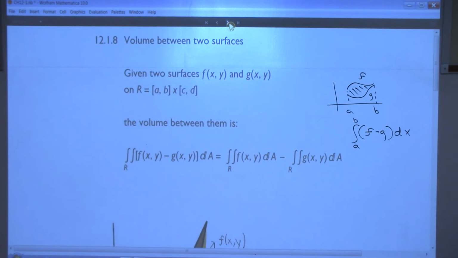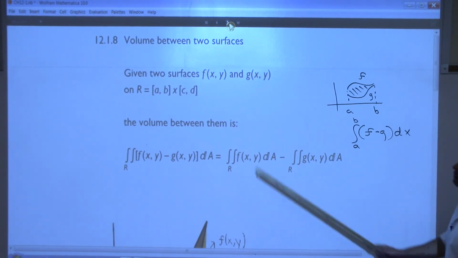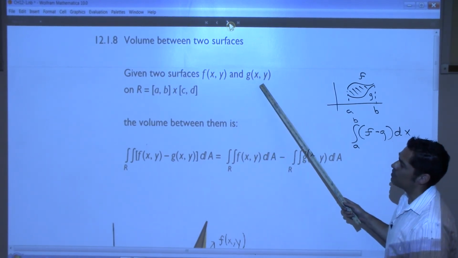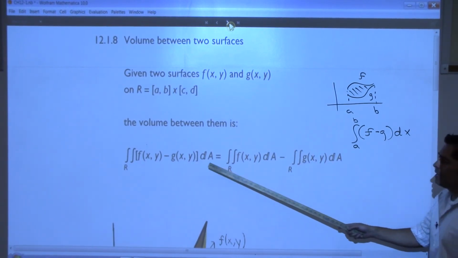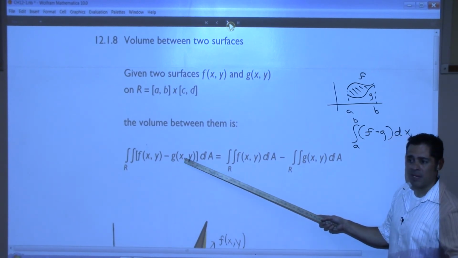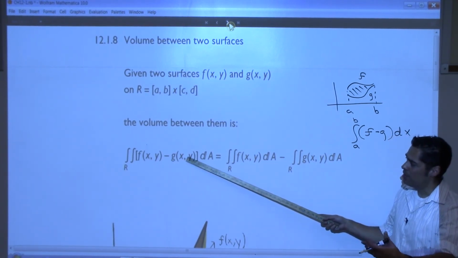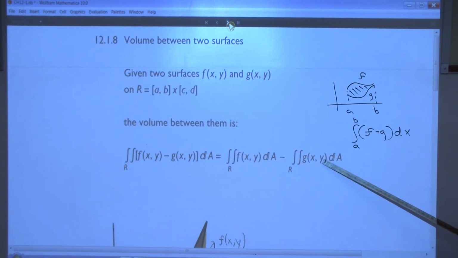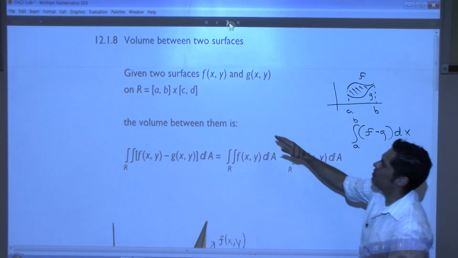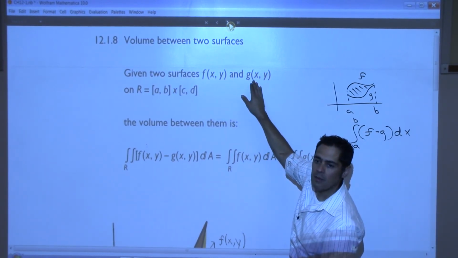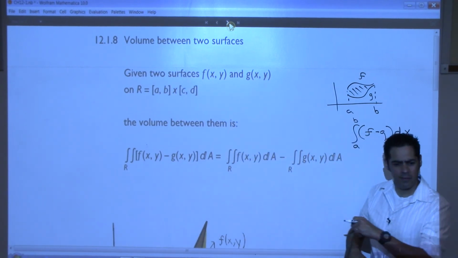We have the exact same thing for the volume between two surfaces. If you're given two surfaces, f of x, y, and g of x, y, on some rectangular region, then the volume between them is the difference between the functions. But because of properties of double integrals, I can split it into two separate ones, right? So it's just here's the volume under f, subtract the volume under g. That'll be the difference in the volumes. Now, this is assuming here that f was bigger than g. If g was bigger than f, then you would get a negative volume as an answer.